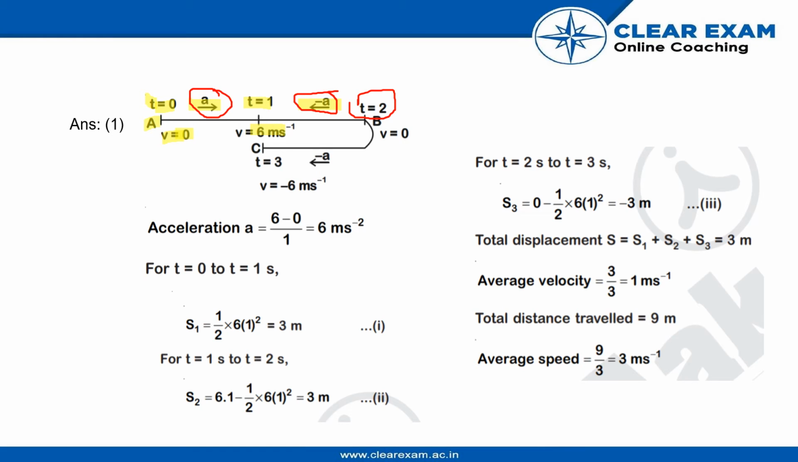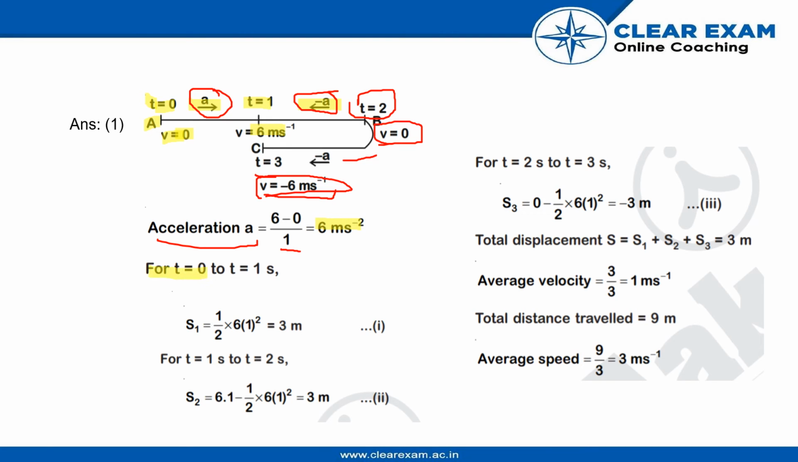So we need the average velocity and average speed, between t equal to 0 and t equal to 3, where v is equal to -6 at the end. Firstly we have v equal to 0, and it becomes v equal to -6 because the field gets reversed. So the acceleration a is equal to (6 minus 0) divided by 1, which is equal to 6 m/s squared.